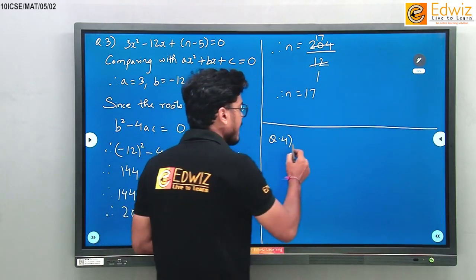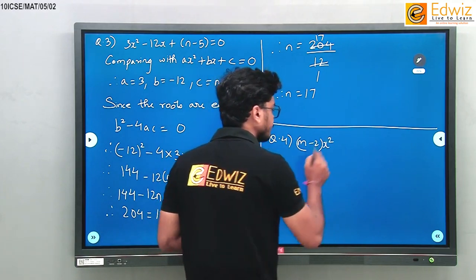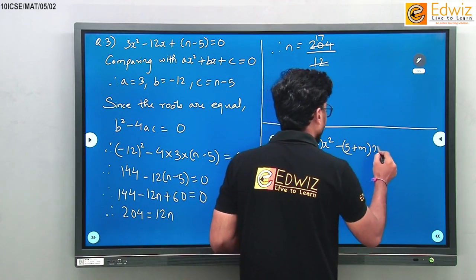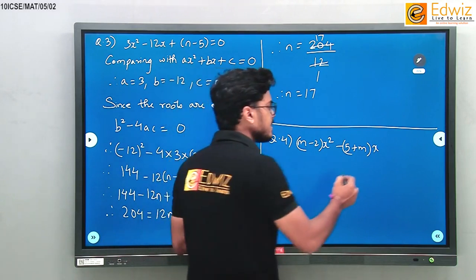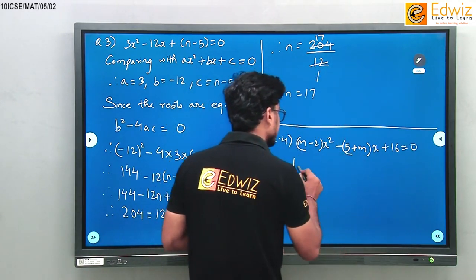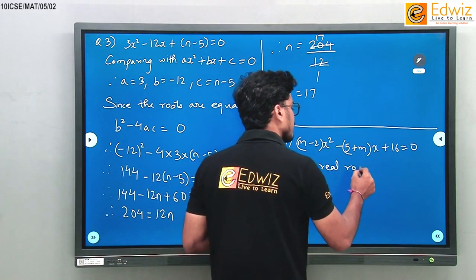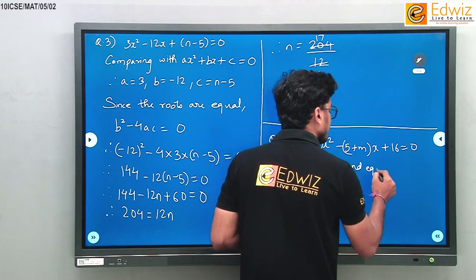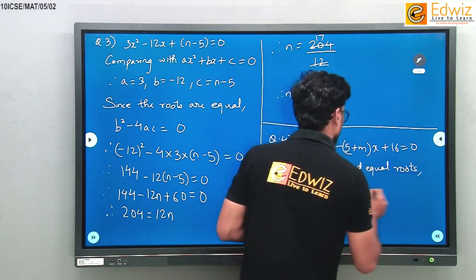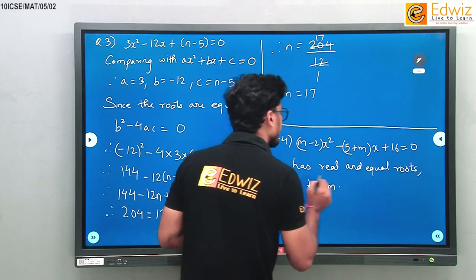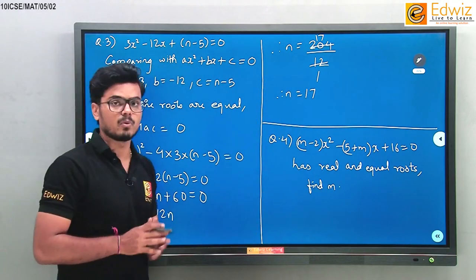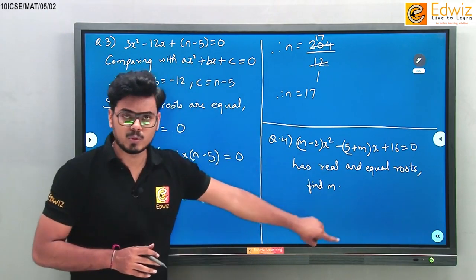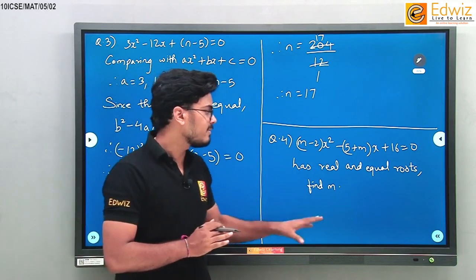We have the equation m minus 2 into x square minus 5 plus m into x plus 16 equal to 0. Okay, this equation has real roots and equal roots, real and equal roots. So you have to find the value of m. This is question number 4. Same question. You have to find b square minus 4ac equal to 0. You have to substitute the values and find the value of m. So I'll leave this question up to you.